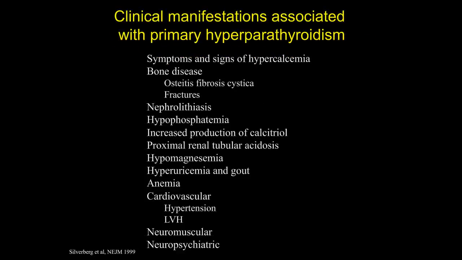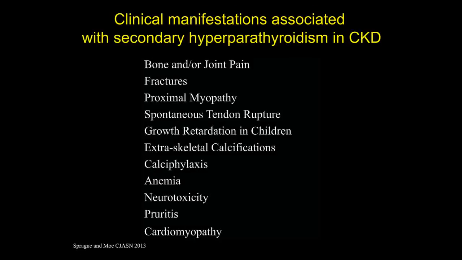There are multiple clinical manifestations associated with primary hyperparathyroidism, including bone disease, classically osteitis fibrosa cystica, as well as association with fractures, the development of kidney stones, hypophosphatemia, increased production of calcitriol, even to the point of having cardiovascular disease with hypertension and LVH associated with hyperparathyroidism in patients who have normal kidney function. Well, what about secondary hyperparathyroidism in chronic kidney disease?